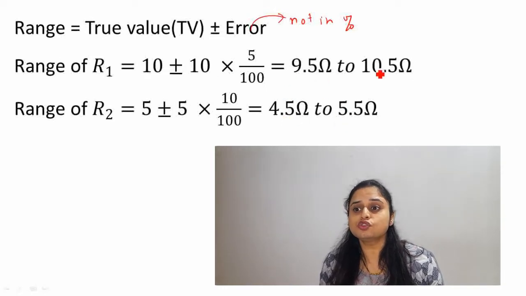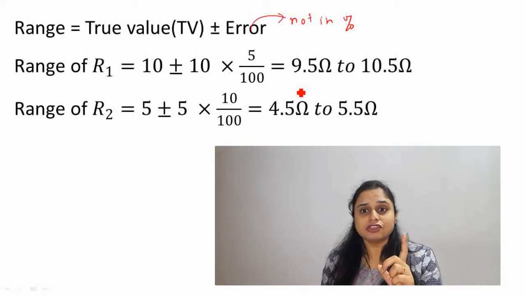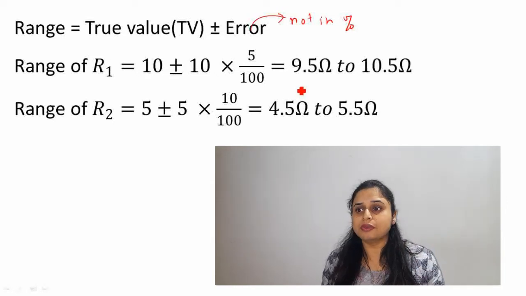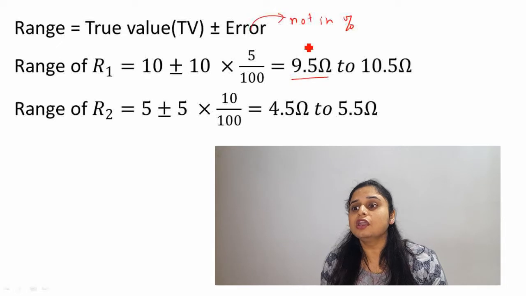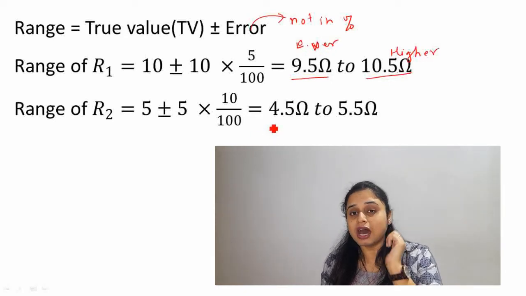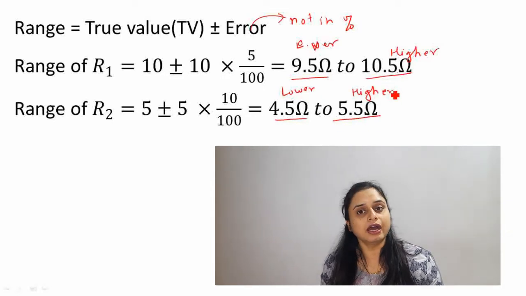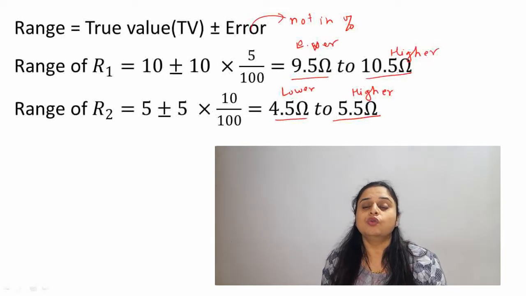Here you can see there are two values for R1 and R2. I already told you that a range is nothing but having an upper limit and a lower limit. So this is the lower value and this is the higher value for R1. Similarly for R2, this is the lower value and this is the higher or upper value for R2. Is it clear? Now what do we have to find out?